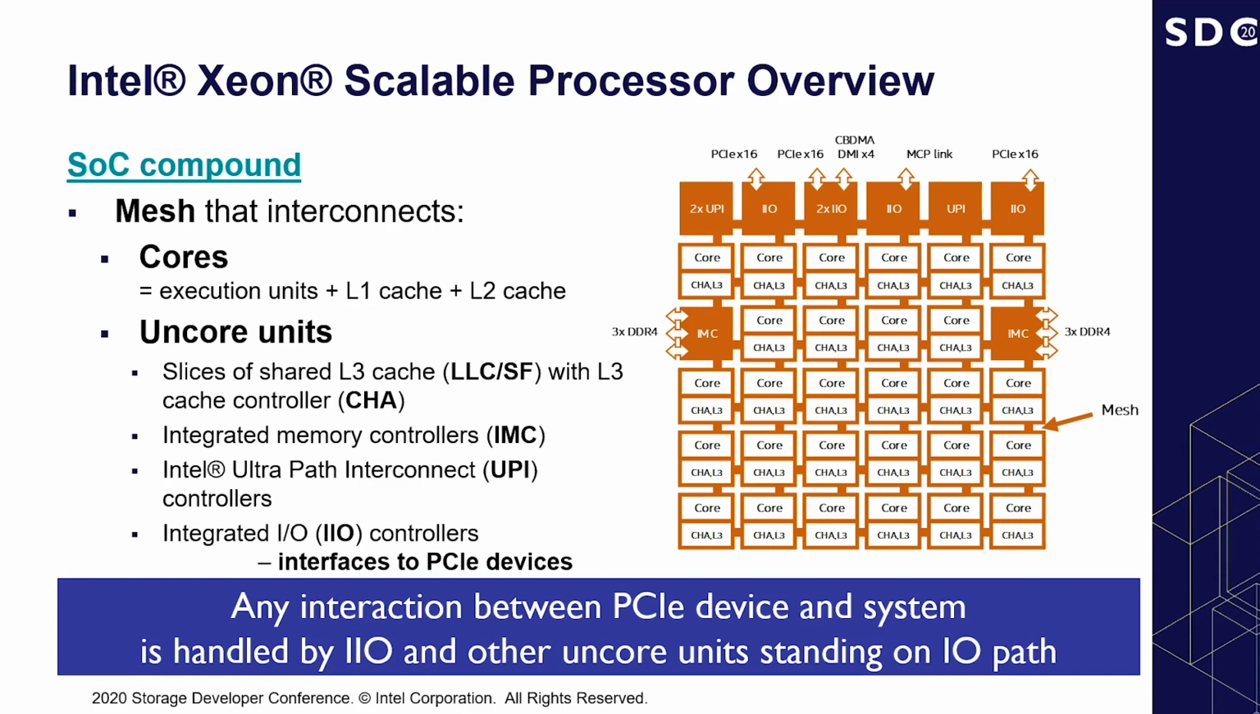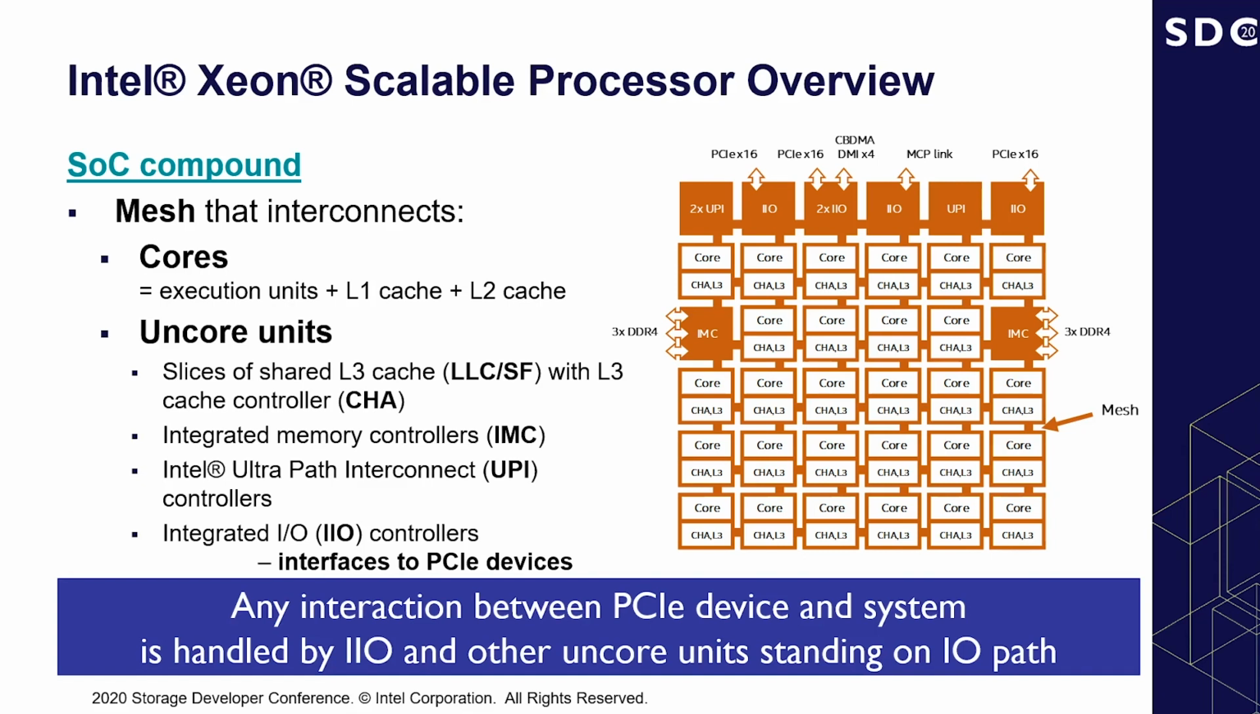There's the integrated memory controller. This is really just bridging you to your DDR. There's the Intel UltraPath Interconnect. I mentioned it at the beginning, where if we have a two-socket system, UPI is used to communicate between those two sockets. Finally, here we have the integrated I/O controller, and this is what interfaces to PCI Express devices.